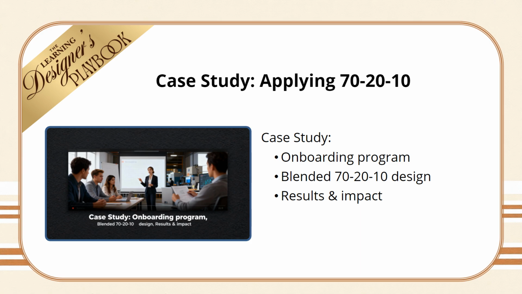The program ensured knowledge transfer, mentorship, and practice. Within 6 months, performance improved significantly. New hires reported feeling confident more quickly. Managers noticed faster integration into teams. Retention rates also increased. The case study shows that blending all three parts of the model produces measurable results. It also demonstrates that 70-20-10 is not theory alone. It drives real-world outcomes.